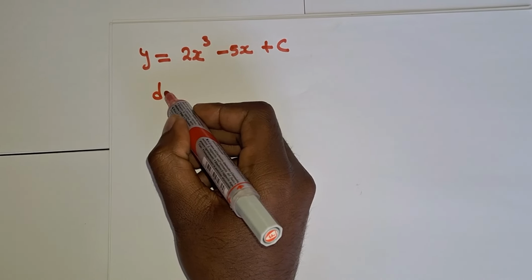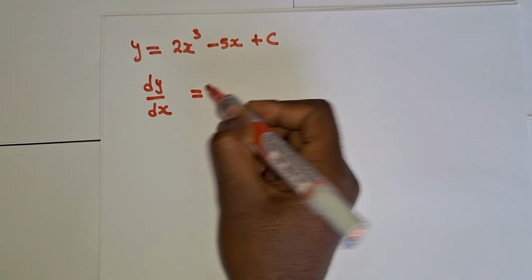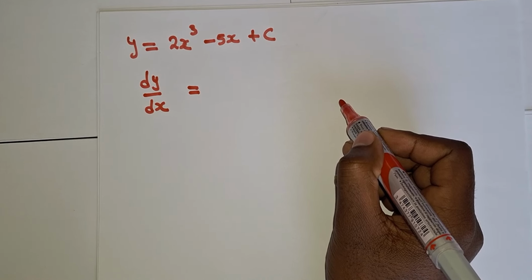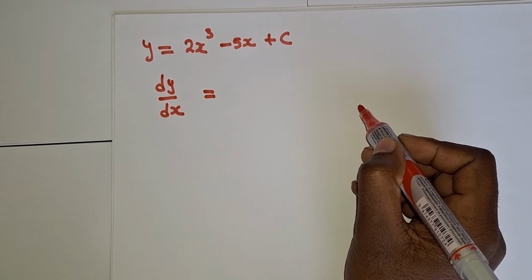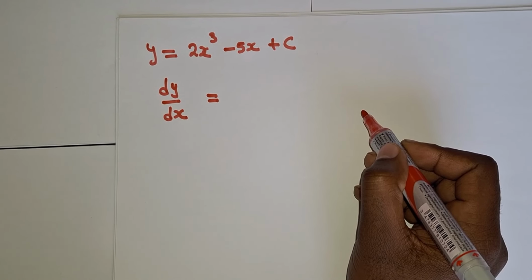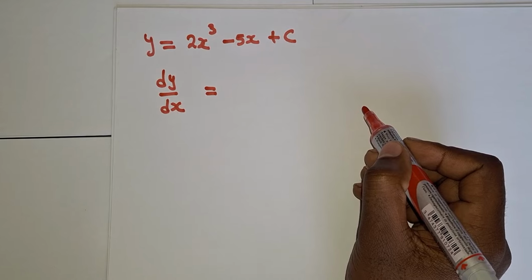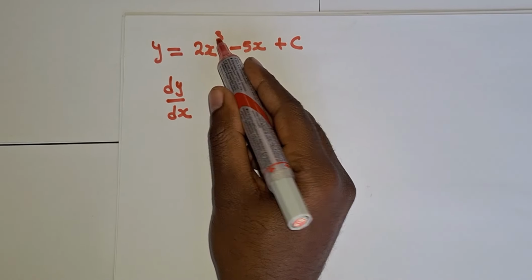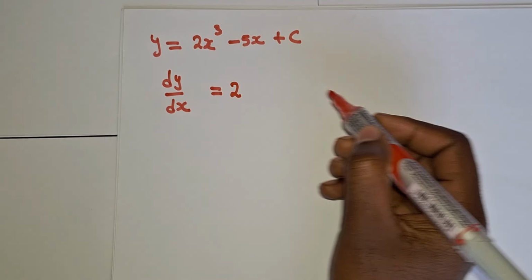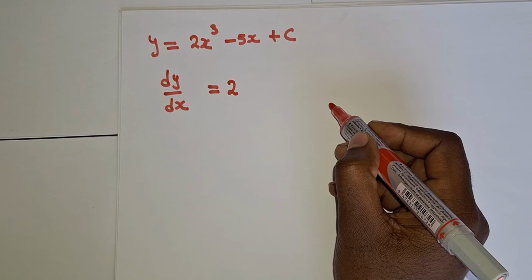We say dy over dx is equal to, we only respect x, all the numbers we don't respect. Any factor that is not x, we don't respect it. We just copy it out as it is. What do I mean? I'm saying we have 2x to the power 3, which means we don't respect 2, we just write it out, right? We just write it out.